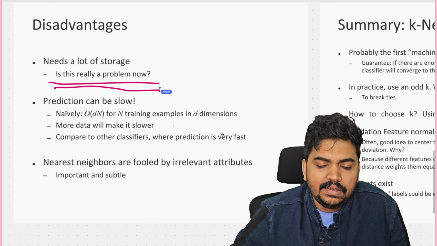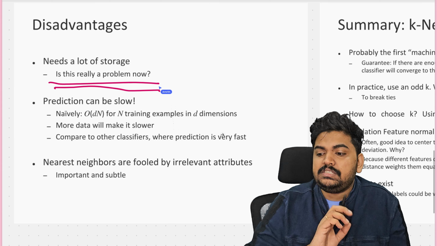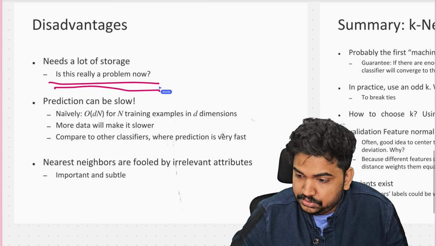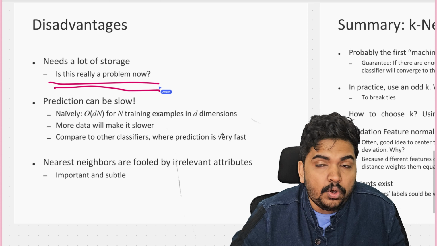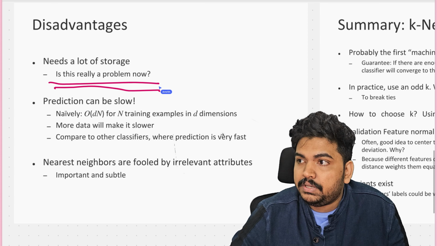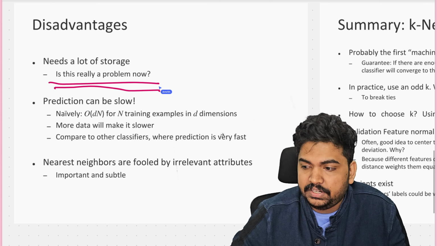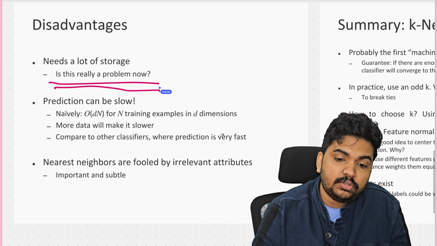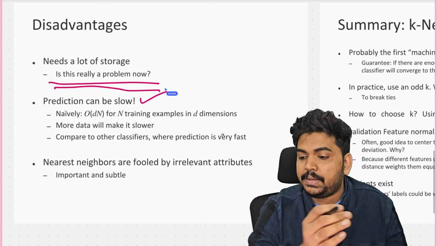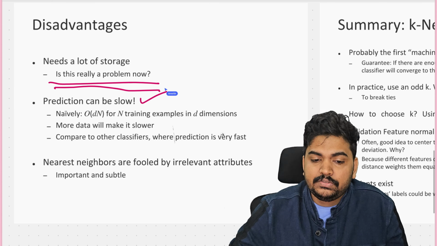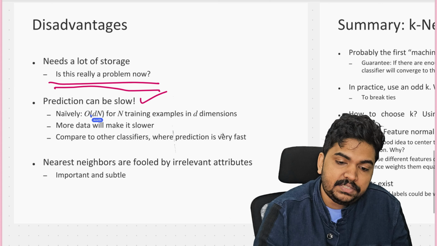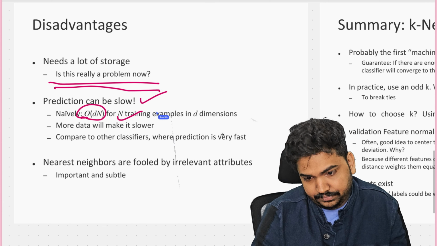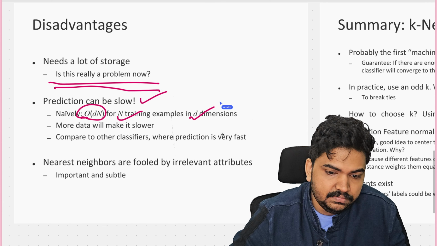But still, the prediction can be slow. So this is probably a requirement for many solutions. For example, if you have a streaming solution where you have a large amount of data coming in on a second by second basis, then prediction has to be fast, and prediction can be slow because all the computation or most of the computation happens during the prediction. So naively, the complexity here can be big O of dn, where n is the number of training examples and d is the number of dimensions.